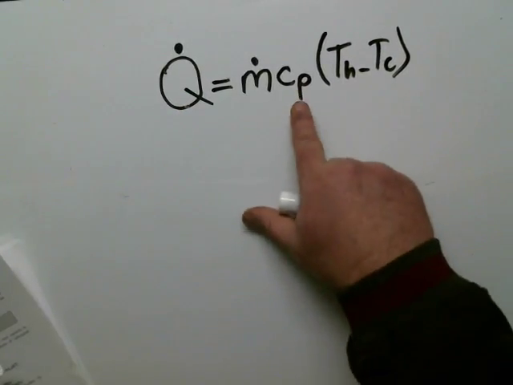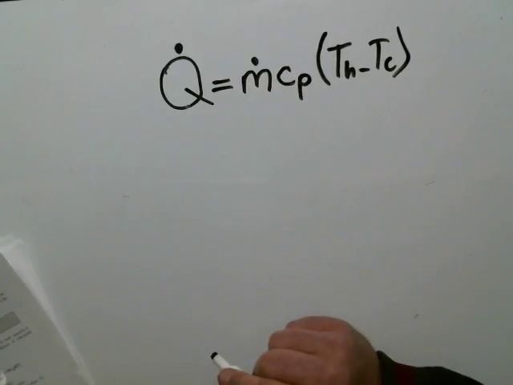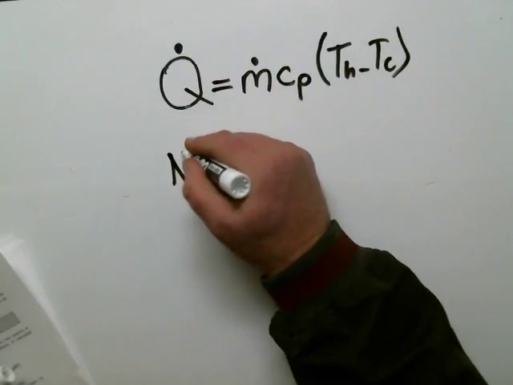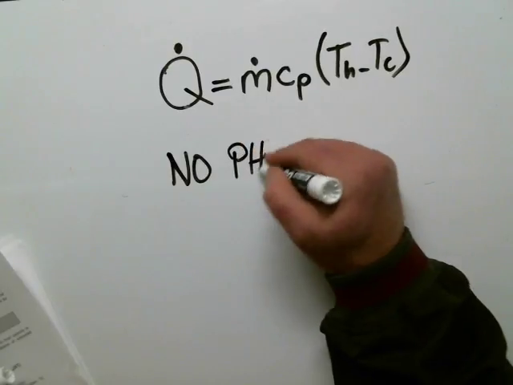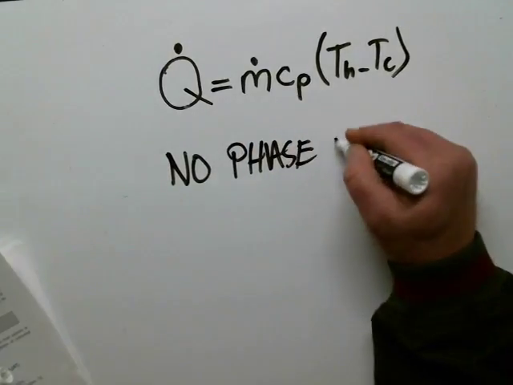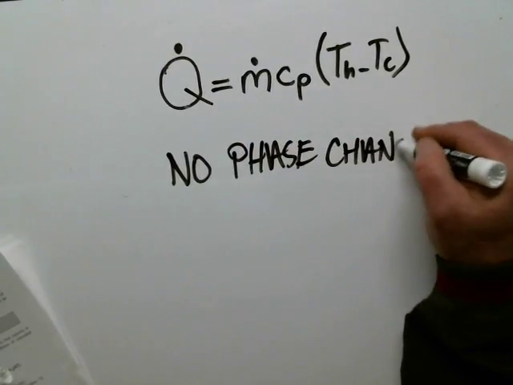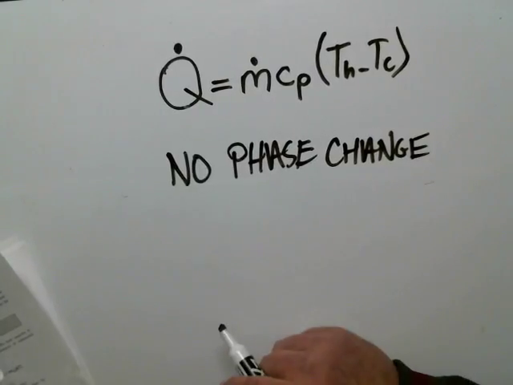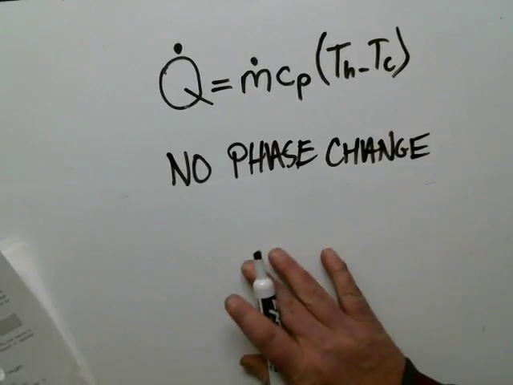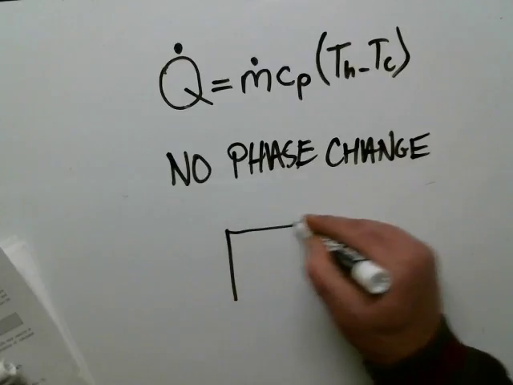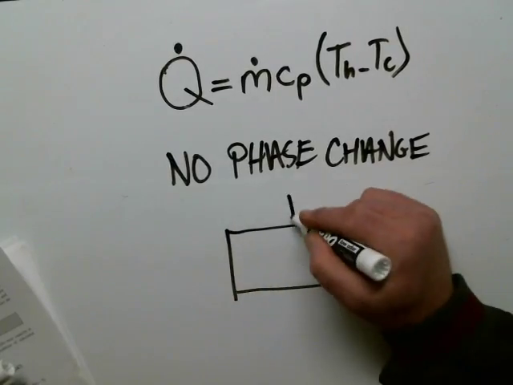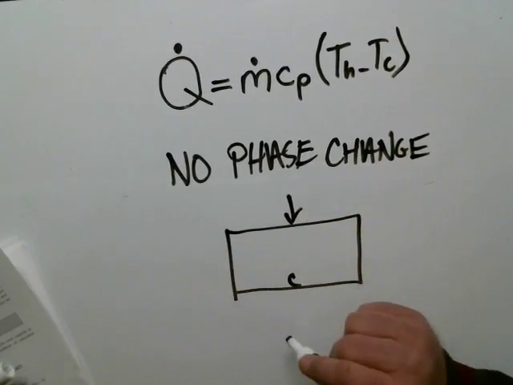Well, that's one equation. There's some rules on this equation. Number one, no phase change can occur to use this equation, which means we can't use this in our reactor. We can use this in our condenser, but I can't use it as steam is dumping into the condenser, because there's a phase change.